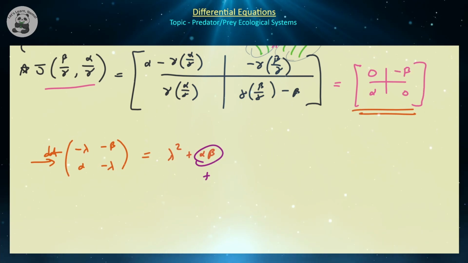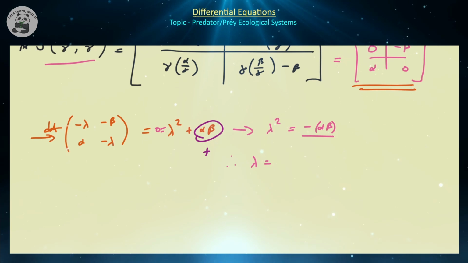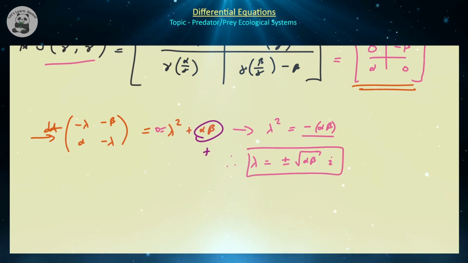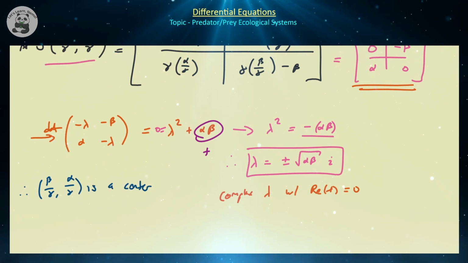Once we rearrange this and set it equal to zero, lambda squared is going to be equal to minus alpha beta. So that is a negative real number. When I take the square root of it, lambda is going to be equal to plus or minus the square root of alpha beta, both positive numbers, times i. So what do we have here? We have complex eigenvalues with real parts equal to zero, and obviously opposite imaginary part signs. Therefore this critical point, beta over gamma, alpha over gamma, is a center, i.e., a series of closed paths.